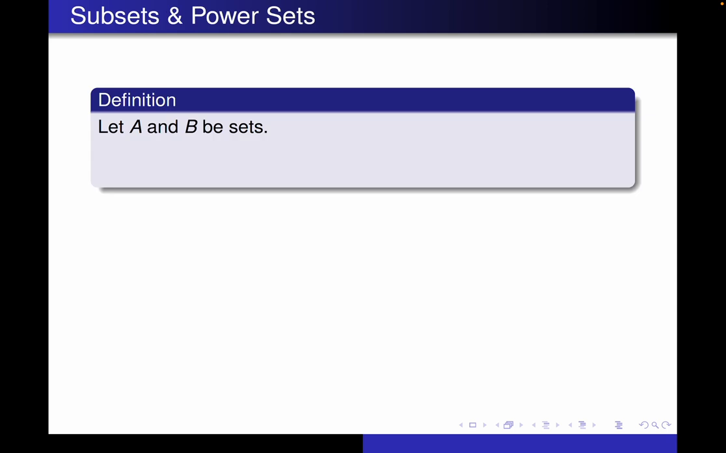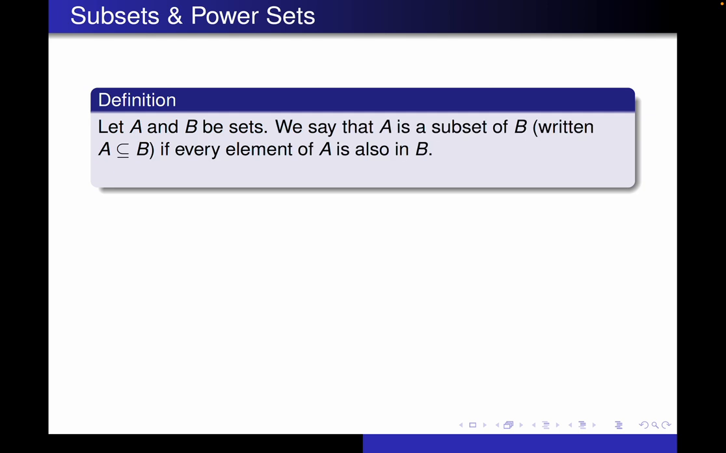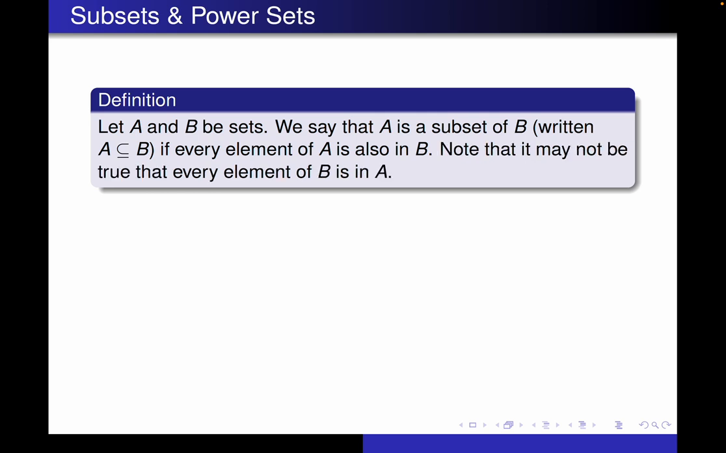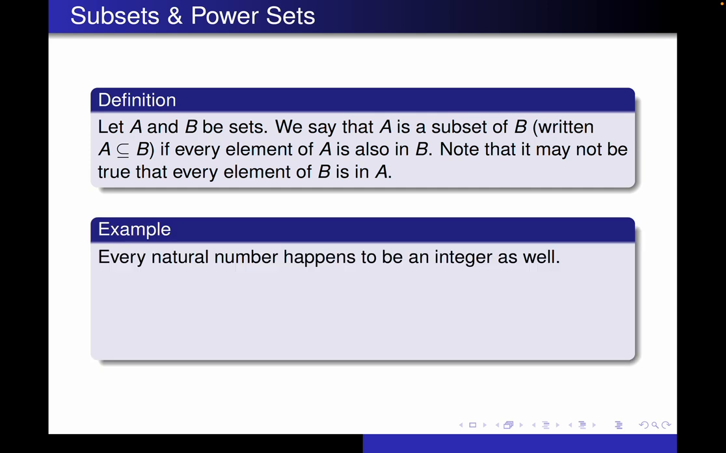All right, so now we're going to move on to some concepts that are related to sets. So if you have two sets A and B, we say that A is a subset of B, and the notation is written there, if every element of A is also in B. So every element in A is in A, of course, but then being a subset of B means it's also in B. Now, it doesn't have to be the case that every element of B is in A for it to be a subset. So as an example, every natural number also happens to be an integer, which tells us that the set of natural numbers is a subset of the set of integers.